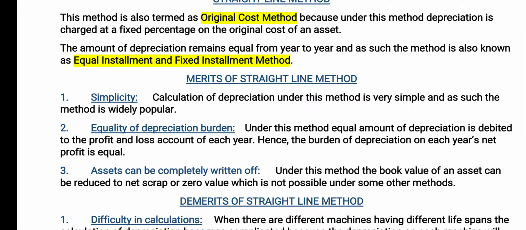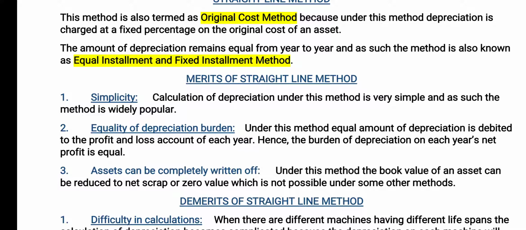So some of the merits of the straight line method: first, simplicity. Calculation of depreciation under this method is very simple. As such, the method is widely popular because you have to calculate it once and it will remain the same for the next coming years. Second point, equality of depreciation burden. Under this method, an equal amount of depreciation is debited to the profit and loss account of each year. Hence, the burden of depreciation on each year's net profit is equal.